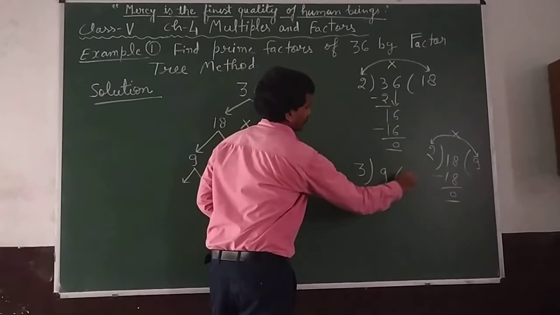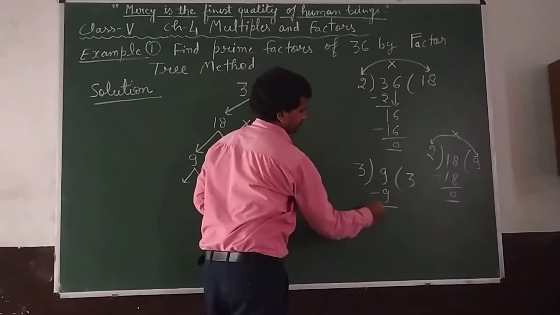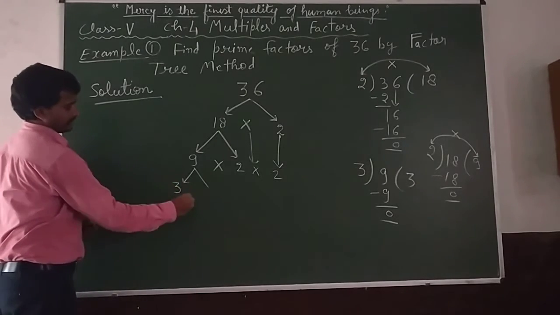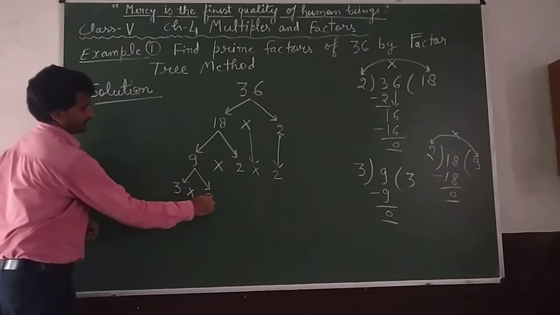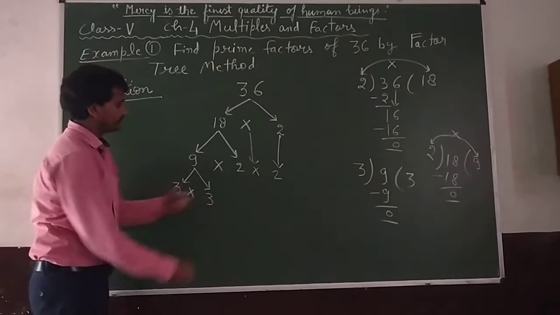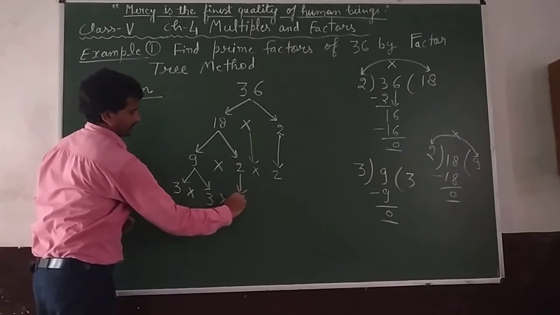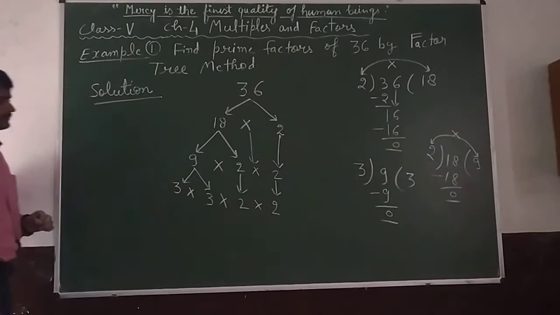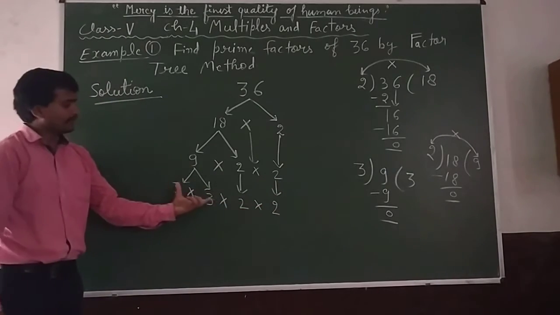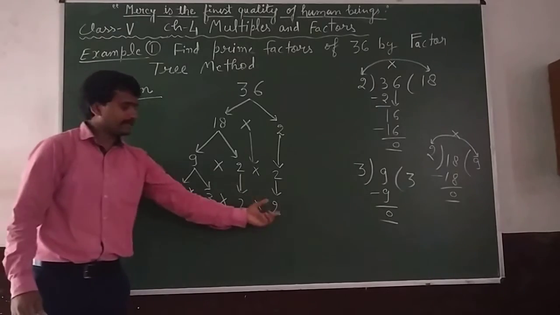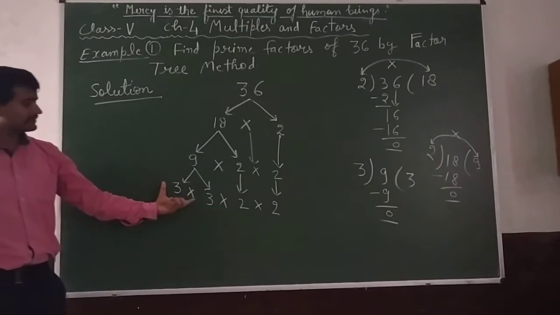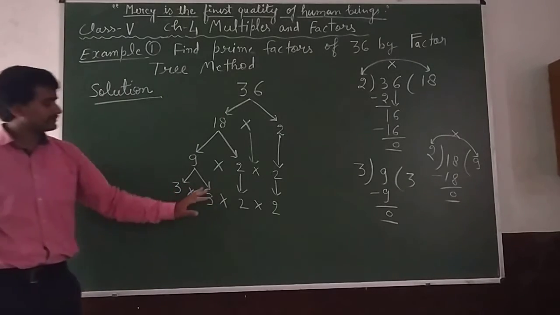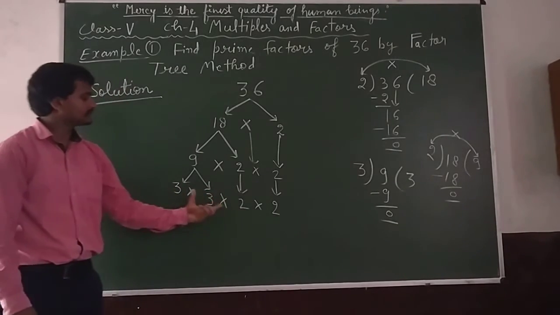Divide by 3. How many times? 3 times. So we can write 3 multiplied by 3. And note down these 2. Now 3, 3, 2 and 2. We cannot divide these numbers further because 2 and 3 are the smallest prime numbers.